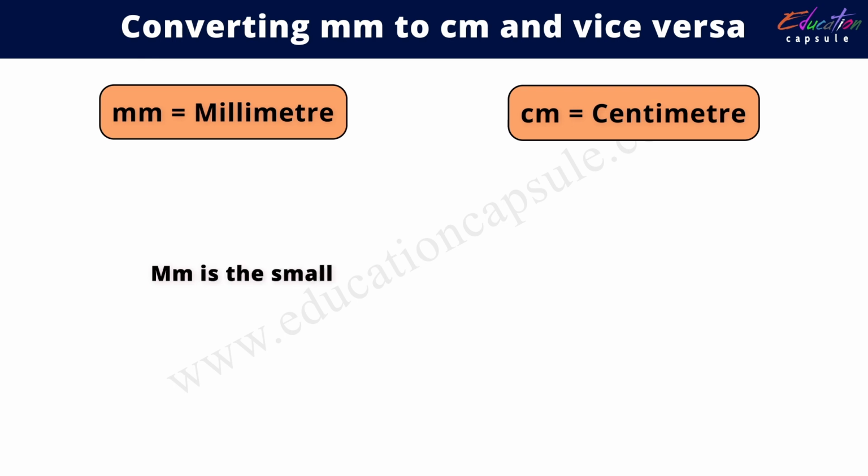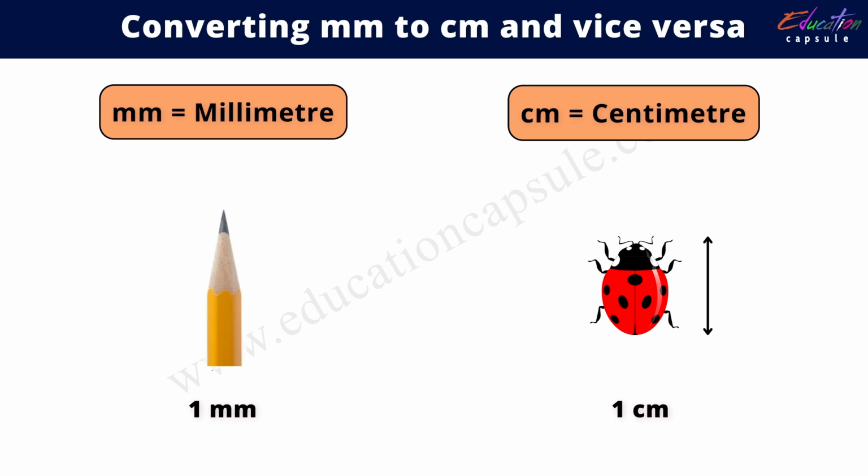A millimeter is the smallest unit used to measure length. For example, the length of the tip of a pencil is 1 millimeter. A ladybug is 1 centimeter long.